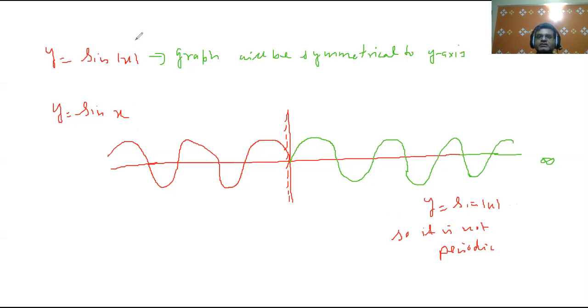Now, one more thing I would like to say: whenever there is a modulus on x, the graph will become symmetrical with respect to the y-axis. So in this case, you plot the graph from 0 to infinite and now make it symmetrical from minus infinite to 0. Now we are moving to this.